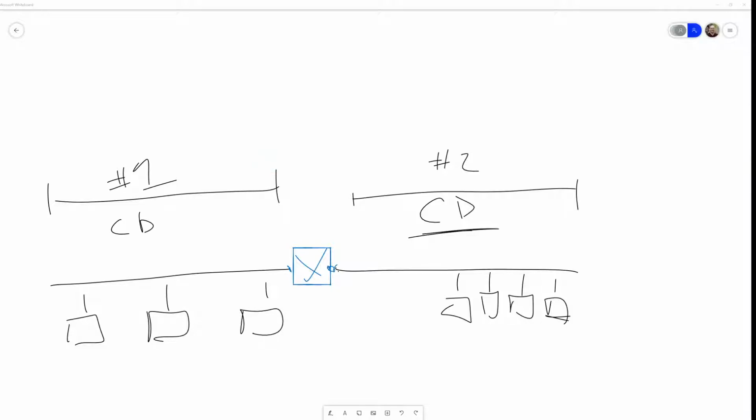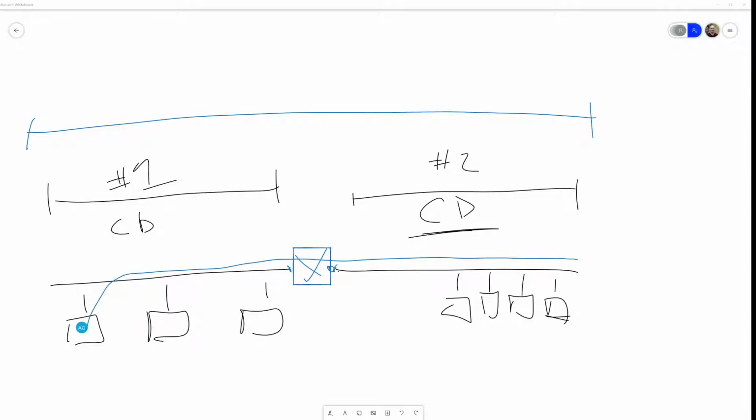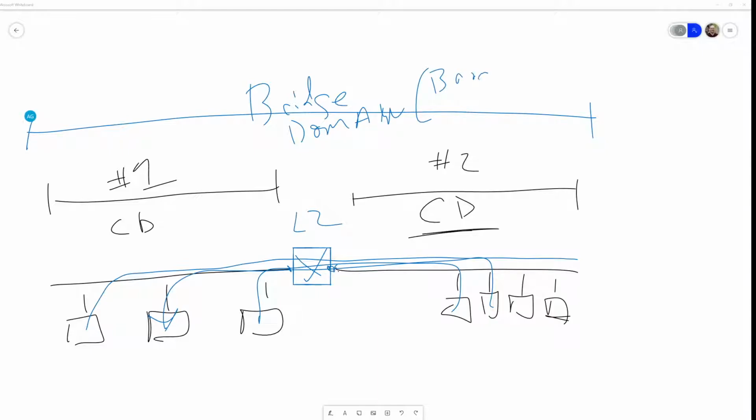But the bridging domain extends from here to here. So these computers could bridge to one another through the bridge, through this layer 2 device. They could all talk to each other through the bridge. So the domain to which the bridge would allow traffic to flow is known as a bridge domain, otherwise known as a broadcast domain.